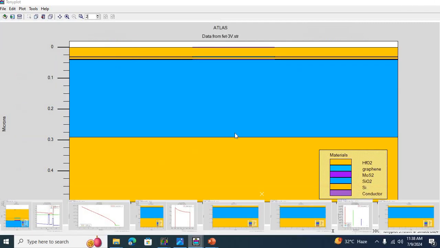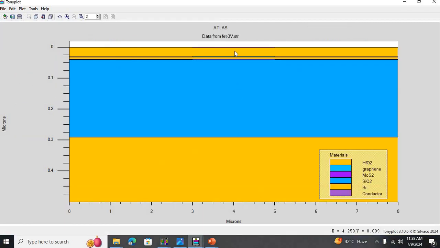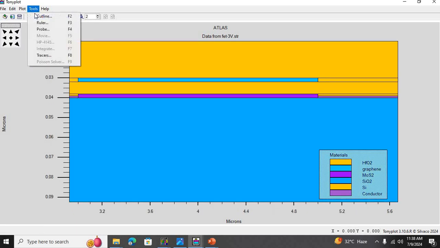And we also want to look at these electron concentrations inside the channel region at other gate voltages as well. So let me quickly do that.